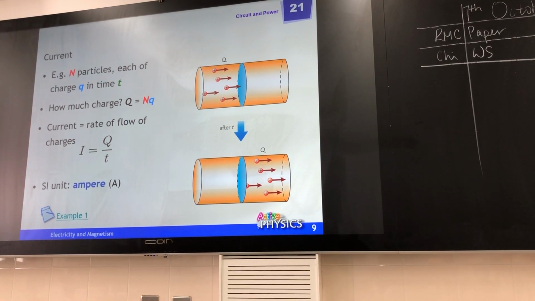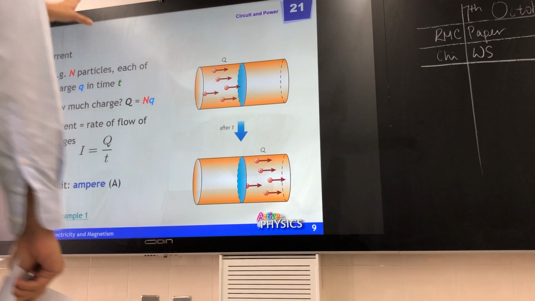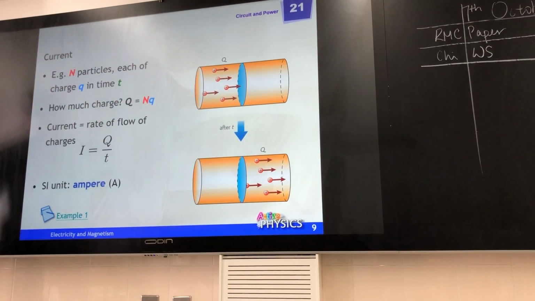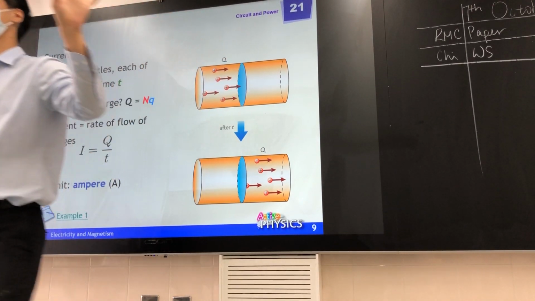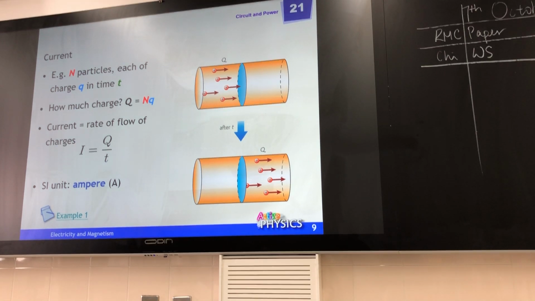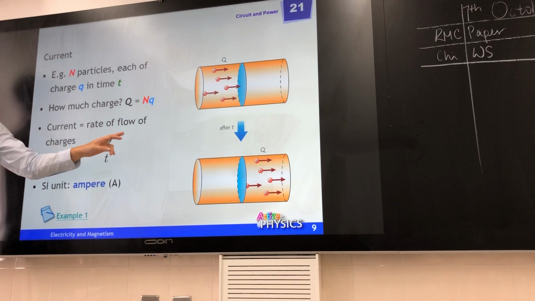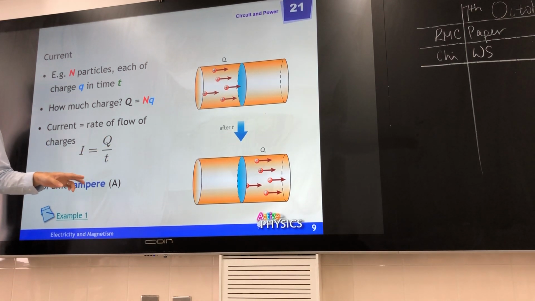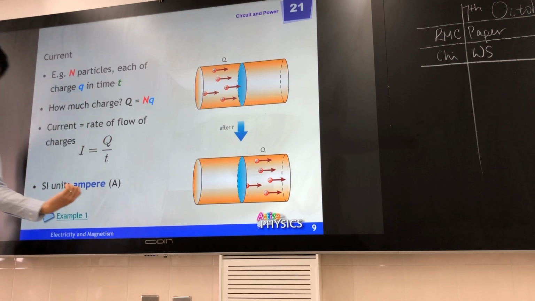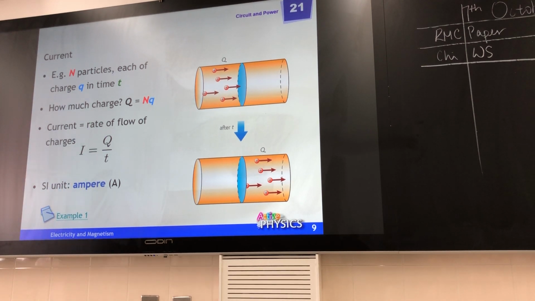So as I mentioned, current is the flow of electrons. So when the flow passes through the wire, then it creates the current. And the equation is I equals to Q over T. Okay? So the unit of the current can be C over seconds, or we have a special unit which is ampere, named after the scientist.